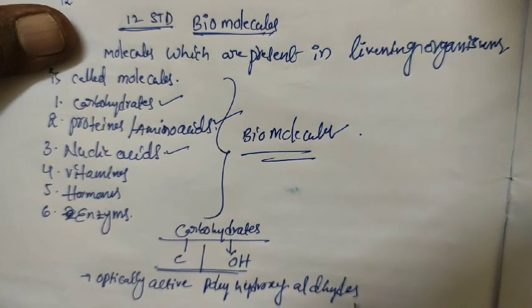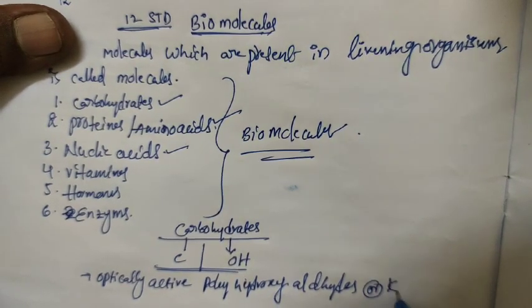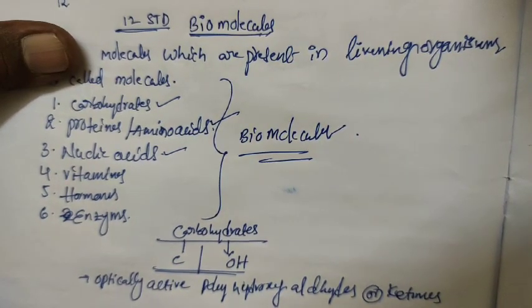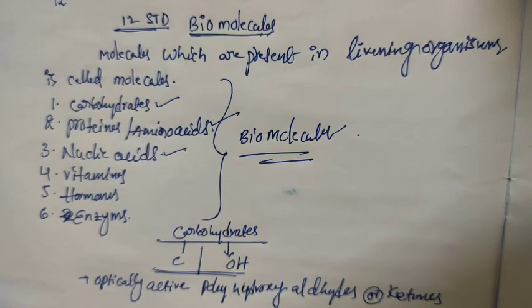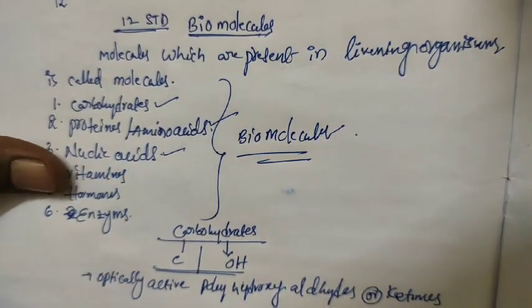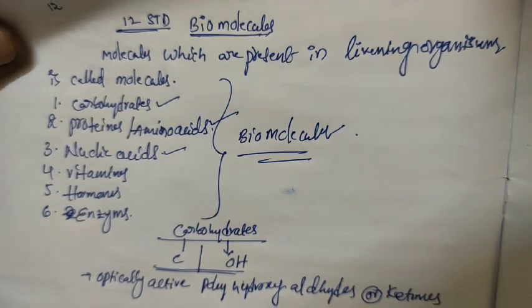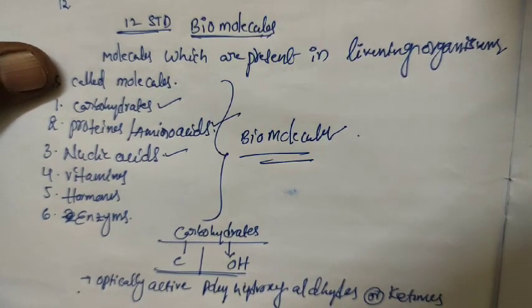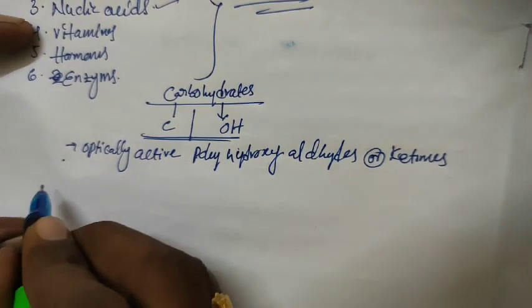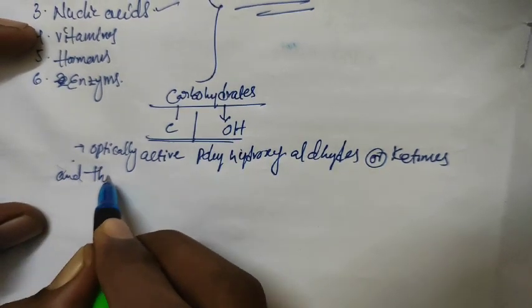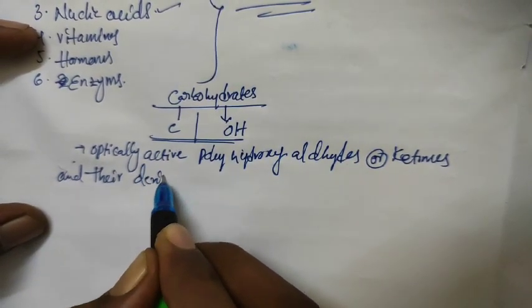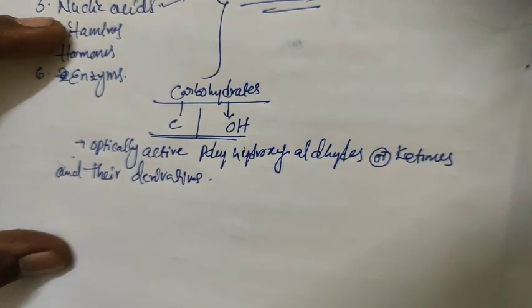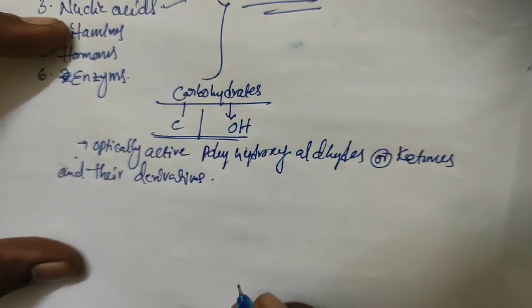Optically active polyhydroxy aldehydes or ketones and their derivatives are called carbohydrates.